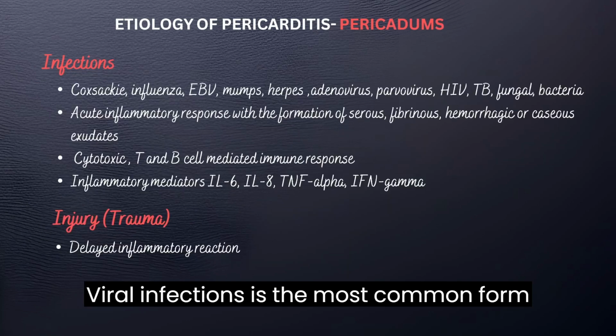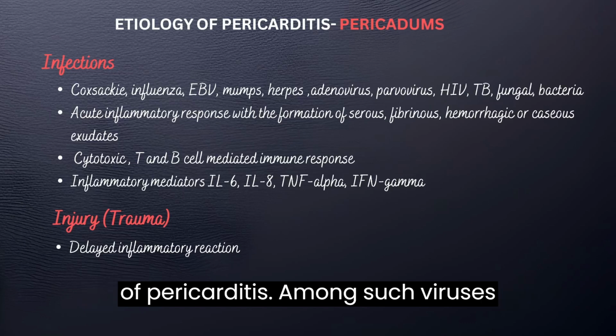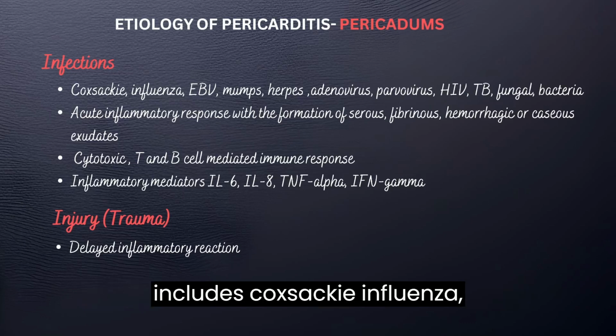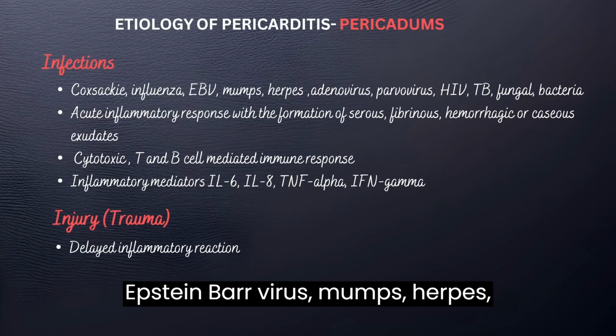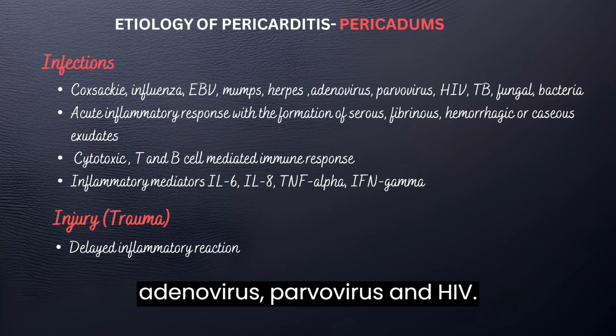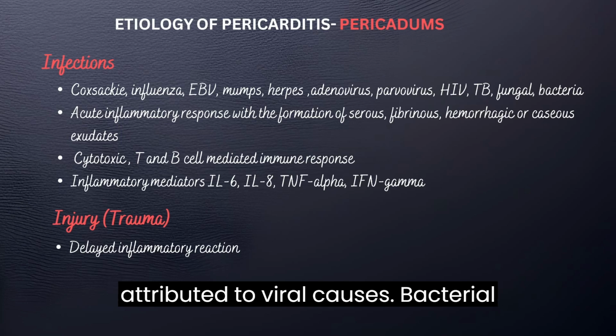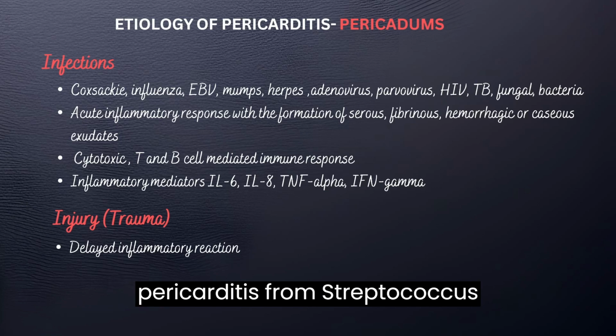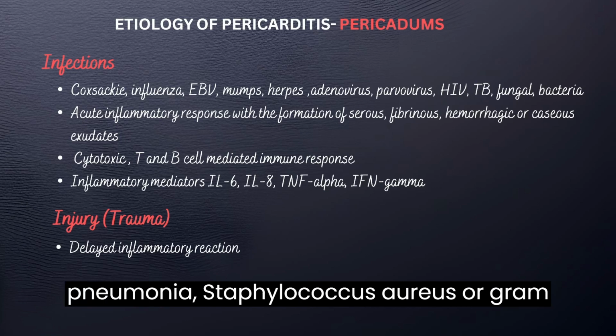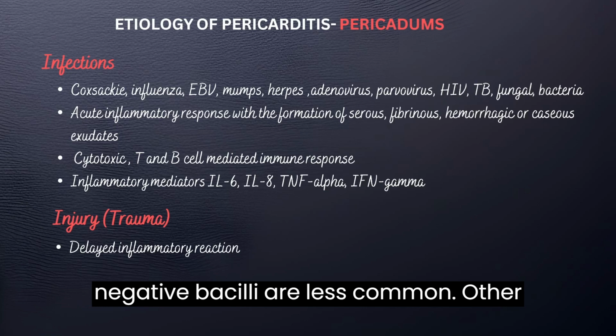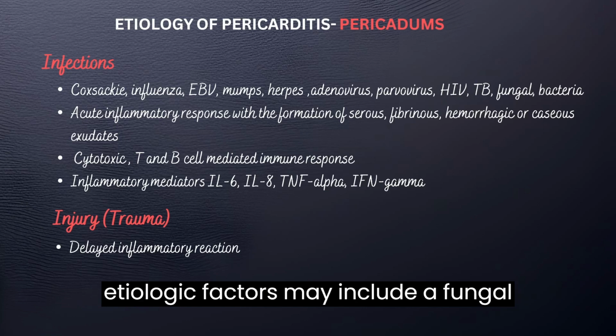Viral infections are the most common cause of pericarditis. Among such viruses are Coxsackie, influenza, Epstein-Barr virus, mumps, herpes, adenovirus, parvovirus, and HIV. Most idiopathic pericarditis is often attributed to viral causes. Bacterial pericarditis from Streptococcus pneumoniae, Staphylococcus aureus, or gram-negative bacilli is less common. Other etiologic factors may include a fungal infection.